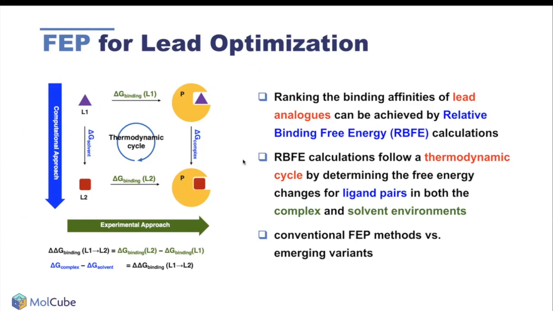In the lead optimization process, if we want to rank the binding affinities of lead analogs, we can conduct relative binding free energy calculations, the RBFE. The central idea of RBFE is the thermodynamic cycle. This cycle converts the challenging problem of calculating direct binding free energies of two ligands into a manageable problem of mutating these ligands alchemically. Actually, many emerging variant methods we will cover today are still derived from this idea.